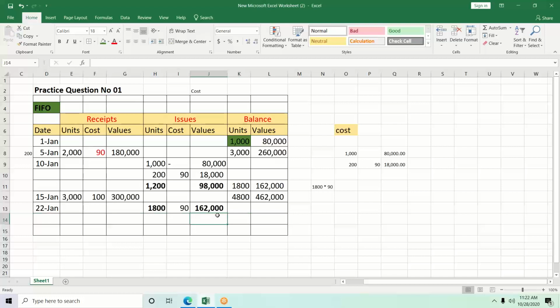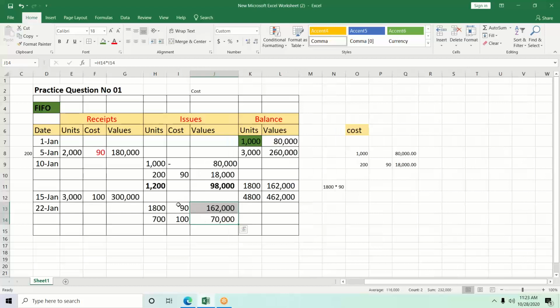What next? You are issuing 2,500 units, so another 700 more units you need to issue. That 700 you can't issue at 90 because this 2,000 was entirely issued, and you are supposed to issue from the next purchase. What is that purchase? It is at 100. How much is the value of it? 700 into 100, that is rupees 70,000.